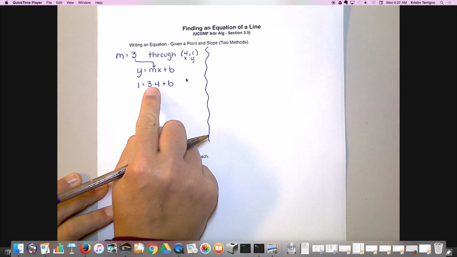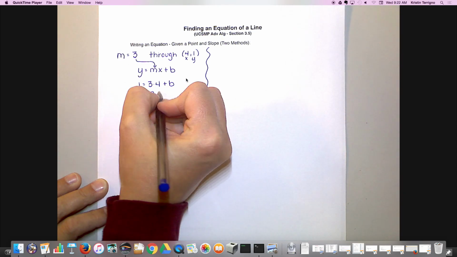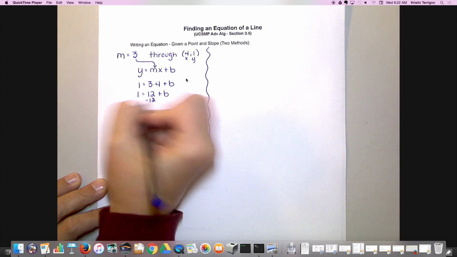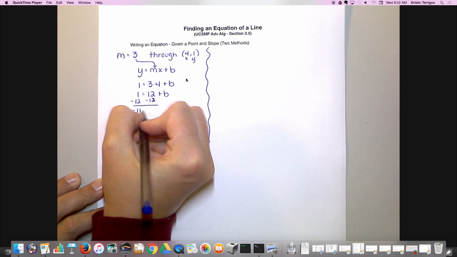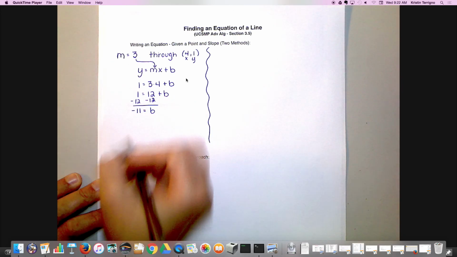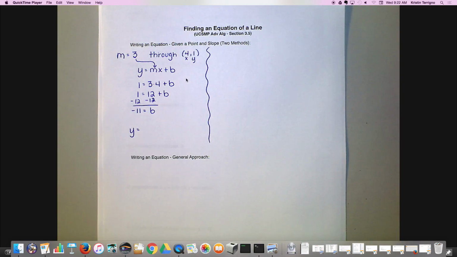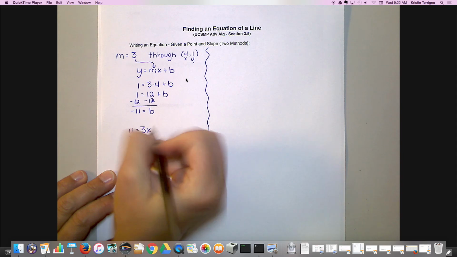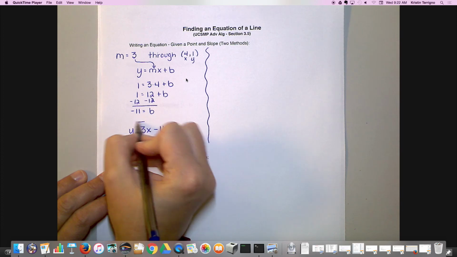Well, this is really a 12, right? So now we have 1 equals 12 plus b. And then to solve for b, I can subtract 12. Jumping ahead there a little bit. And I end up with negative 11 equals b. So now when I go to write my equation it's going to be mx plus b. What was my m again? 3. So 3x. And then I just found that b was negative 11. And that's my equation.